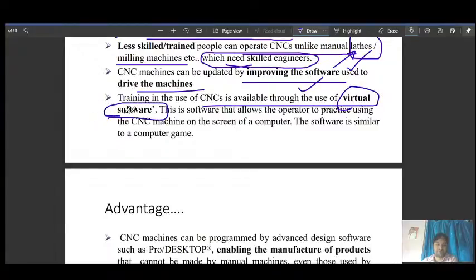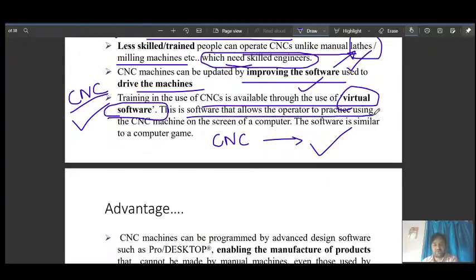We will also use this in our CNC programming virtual software, where you will be able to write the CNC program, and then you can run it, simulate it, and check whether you have written a correct program or not. This software allows the operator to practice using the CNC machine on the screen of the computer. Once you have the virtual software, you can practice on it.